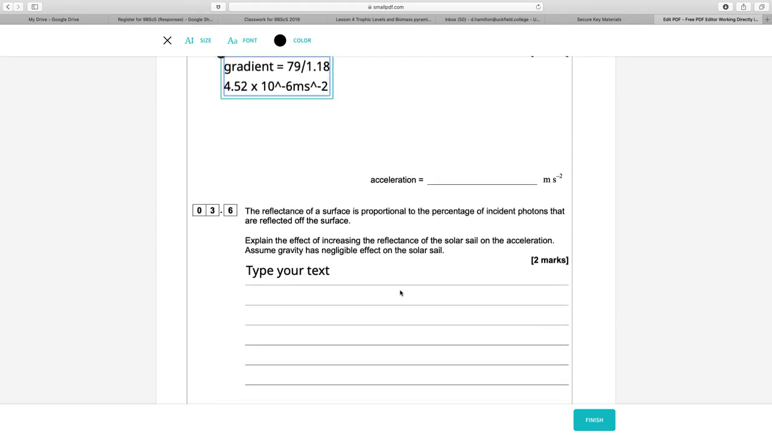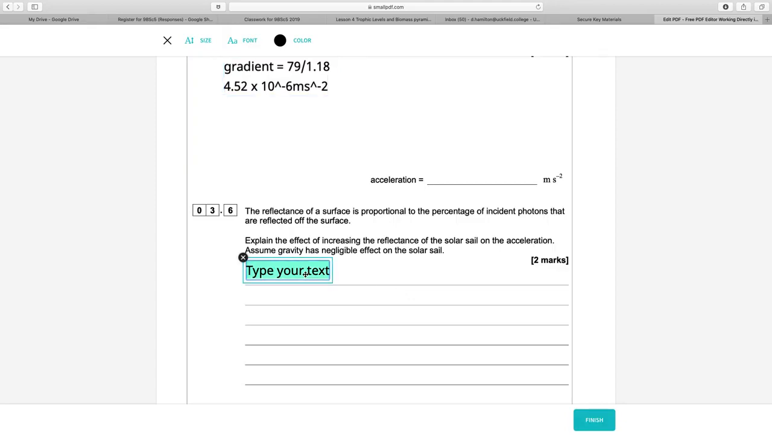The reflectance of a surface is proportional to the percentage of incident photons that are reflected. If you increase the reflectance, then you increase the percentage of incident photons being reflected. What effect will that have on the acceleration? It will increase the acceleration for 1 mark. Why? Because there's a greater rate of change of momentum. More of those photons are being reflected, so more of them are going from going forwards to going backwards, which gives you a larger force.